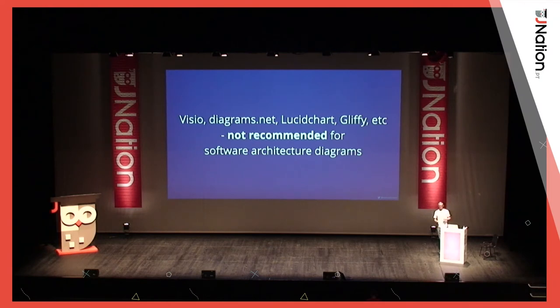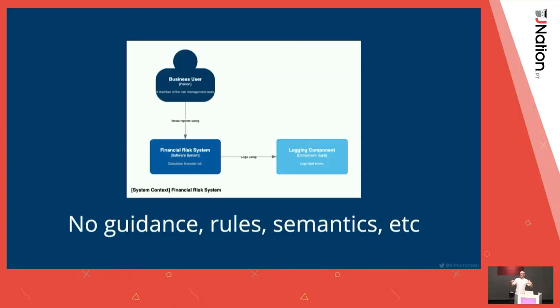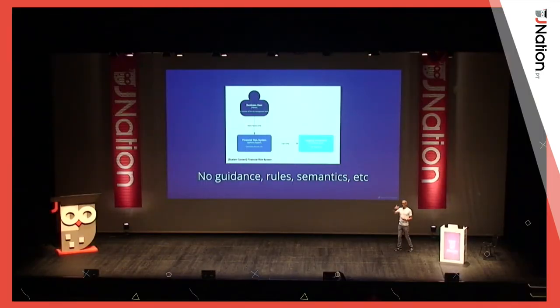Why? Number one, you don't get any guidance. So these tools don't know you are creating a software architecture diagram, and they can't help you. With the system context diagram from the C4 model, a system context diagram really just shows you people and software systems. If you're using a general purpose diagramming tool, you can add things like components to your system context diagram, which is kind of not really in the spirit of the C4 model. And the tool's not going to discourage you from doing that.